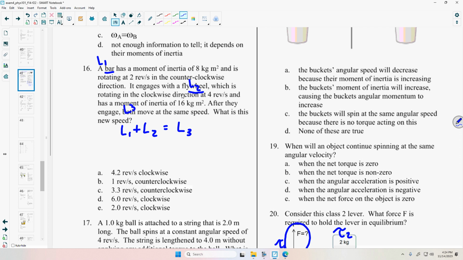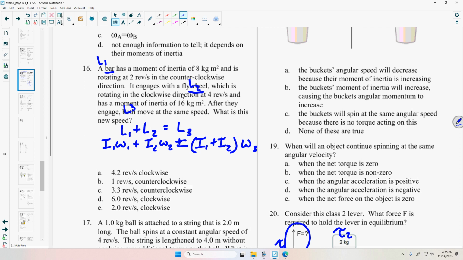The bar, the flywheel, and then the final together. So that looks like the moment of inertia of the bar times omega, I1 omega 1, plus I2 omega 2, is equal to I1 plus I2 times omega 3. It really is the same as that free response we had on the last exam with the perfectly inelastic collision. Those 2 objects collided and then moved off together, they stuck together. Same exact problem, except now it's rotating.